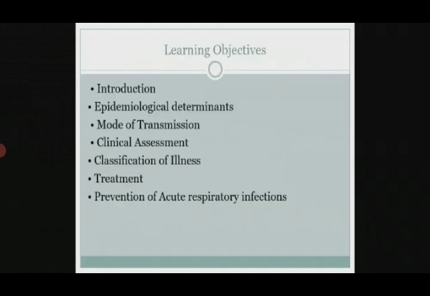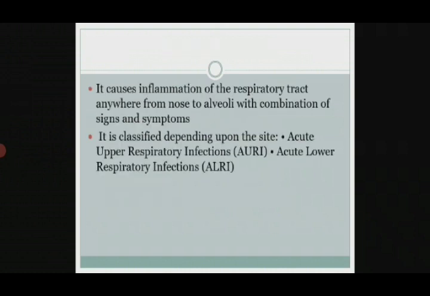In this topic we will be discussing the following learning objectives. First of all, introduction of acute respiratory tract infections, epidemiological determinants, mode of transmission, clinical assessment, classification of illness, treatment, and then how can we prevent acute respiratory tract infections.